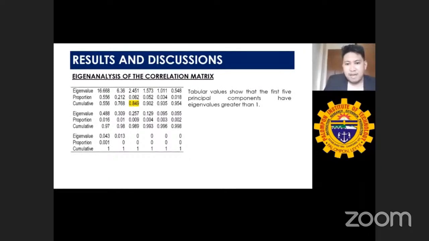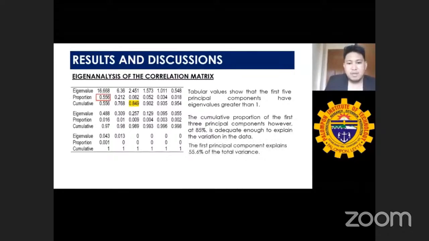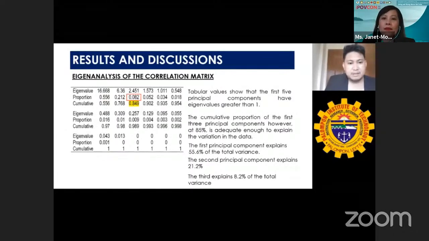Tabular values show that the first 5 principal components have eigenvalues greater than 1. The cumulative proportion of the first 3 principal components, however, at 85% is adequate enough to explain the variation in the dataset. The first principal component explains 55.6% of the total variance. The second principal component explains 21.2%, and the third principal component explains 8.2% of the total variance.